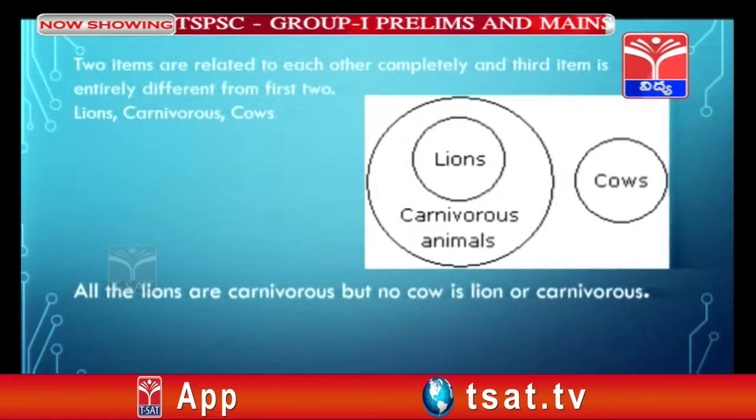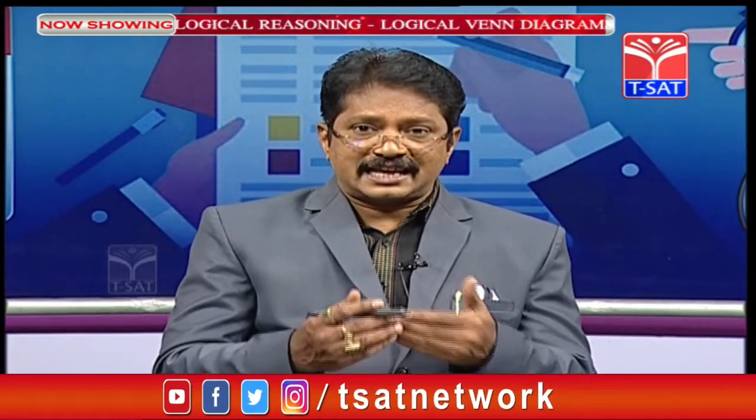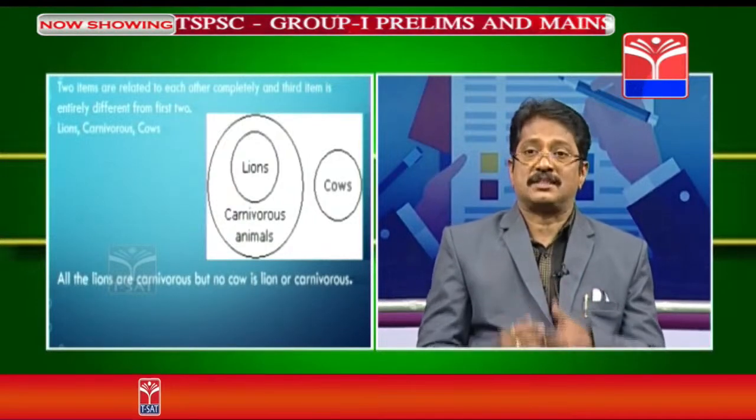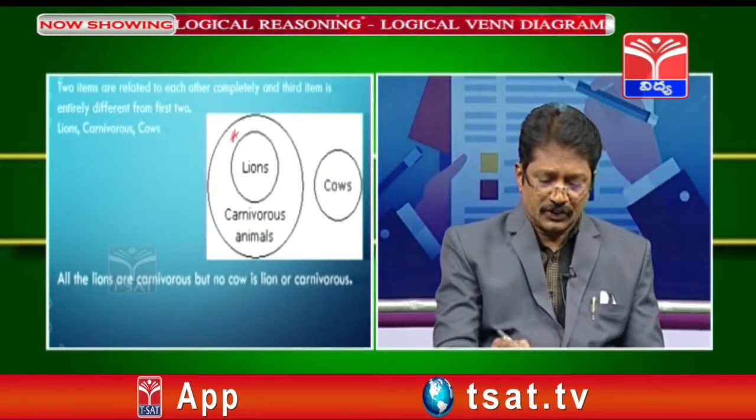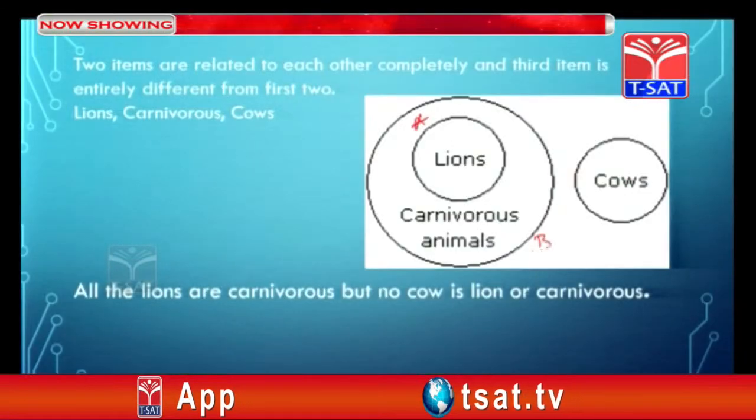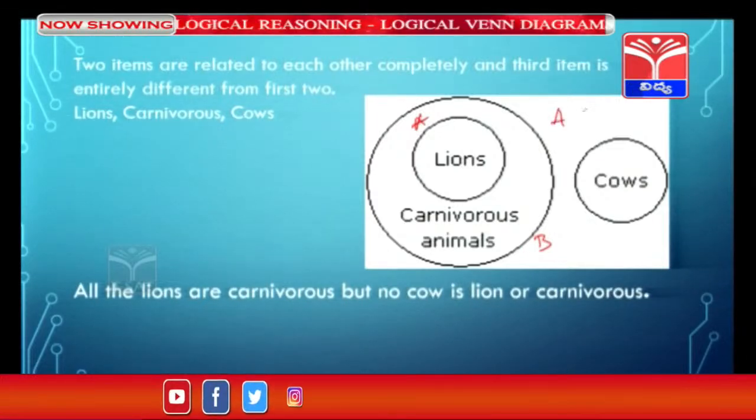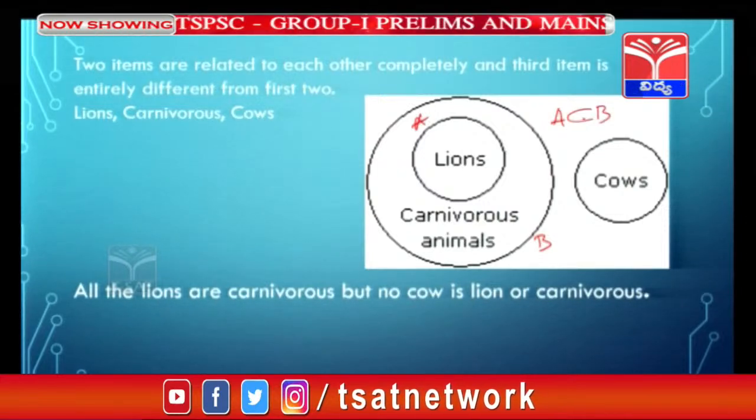All carnivorous animals need not be lions, but all lions are carnivorous animals. So, these two are interrelated. If you consider lions as a set, the lion set is a subset. So, if you say lions as A, for example, and carnivorous animals as B, then you can say the relation as A is a subset of B, correct? A is a subset of B.